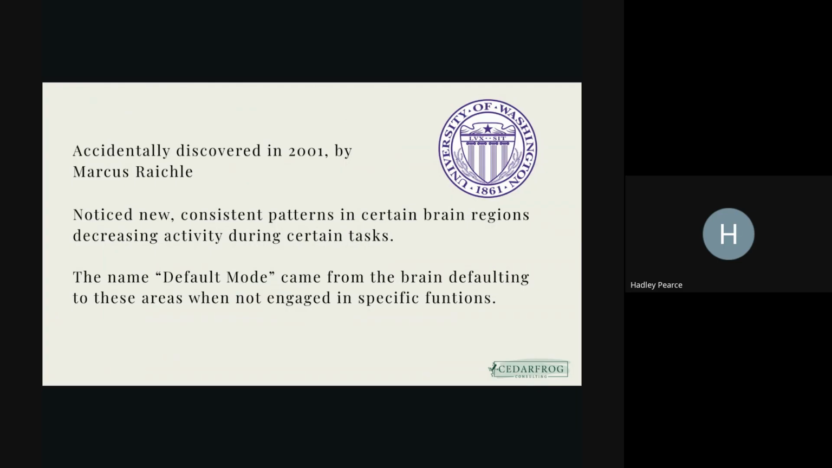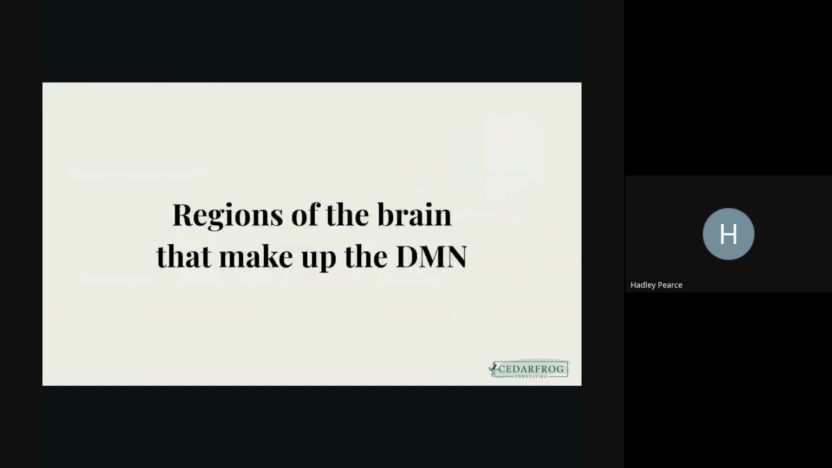The discovery of the default mode network changed core assumptions about consciousness and brain function, as it worked in opposition to attention-related networks. When we're focused, the default mode network activity decreases, and when we're resting or thinking inwardly, activity increases. There are three main areas of the brain that are involved in the default mode network.